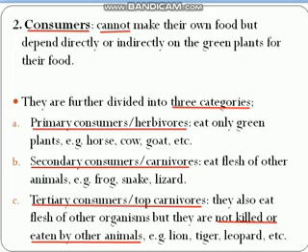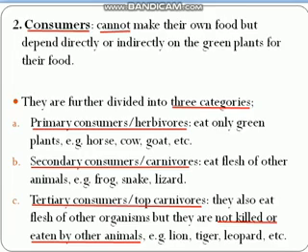So this was about the consumers. Consumers are those organisms which cannot make their own food, but they depend on the green plants for their food. These consumers are further divided into three categories. First one is primary consumer. Primary consumer में ऐसे organisms आते हैं जो कि सिर्फ green plants खाते हैं, and these are also called as herbivores. After that, we have secondary consumers.